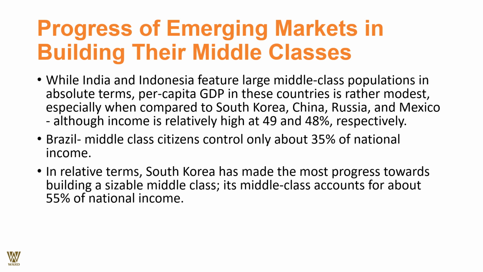India, and probably even Indonesia, feature an excellent large middle class population. In absolute terms, per capita GDP in these countries is rather modest, a bit on the lower side, especially when compared to South Korea, China, Russia, Mexico. The income is relatively higher at 49 to 48% respectively. Brazil's middle class controls only about 35% of the national income. In relative terms, South Korea has made stupendous progress by building a sizable middle class, which accounts for approximately 55% of the national income.